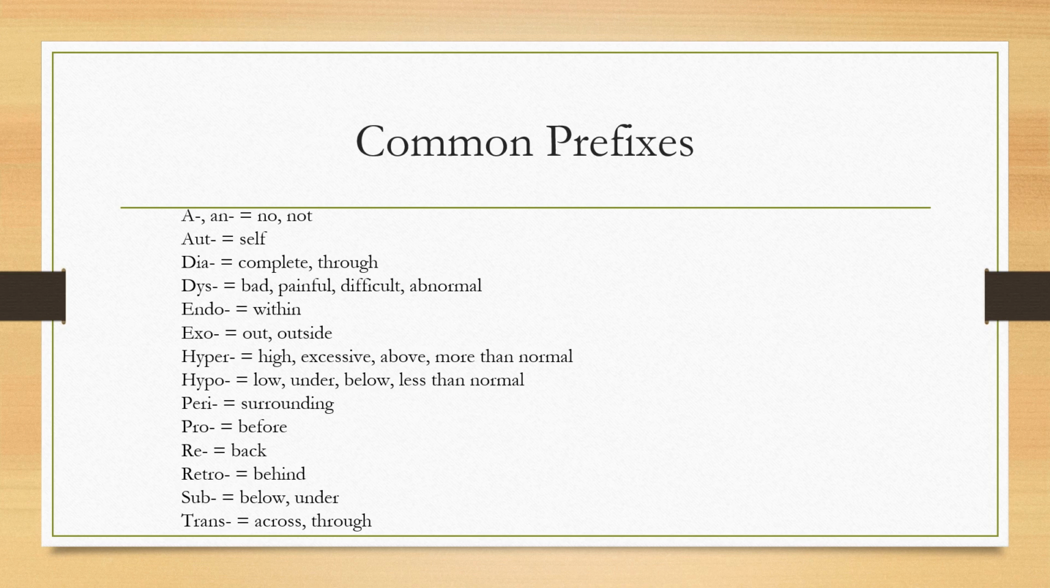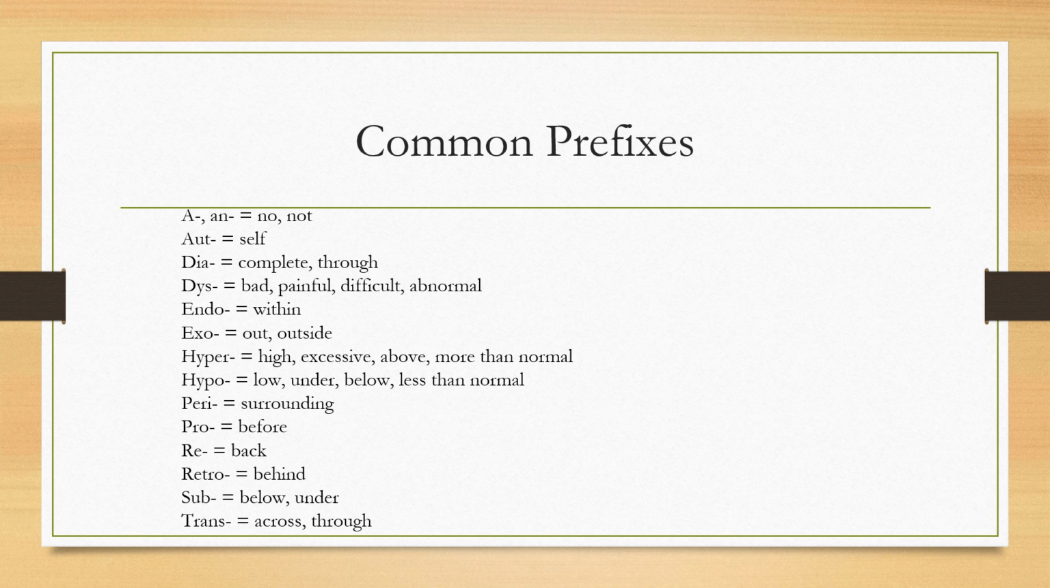Dia, this is complete or through. Dys, as I said, means bad, painful, difficult, or abnormal. Endo means within something. Exo, think about like an exoskeleton for a bug, the outside or out of something. Hyper and hypo, please know these, just like tachy and brady. They are very, very common. So hyper means high, excessive, above, or more than normal. Hypo means low, under, below, or less than normal.